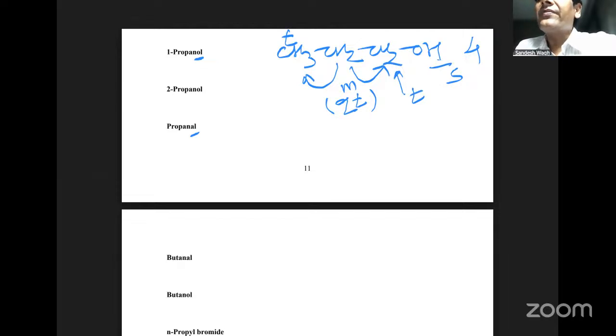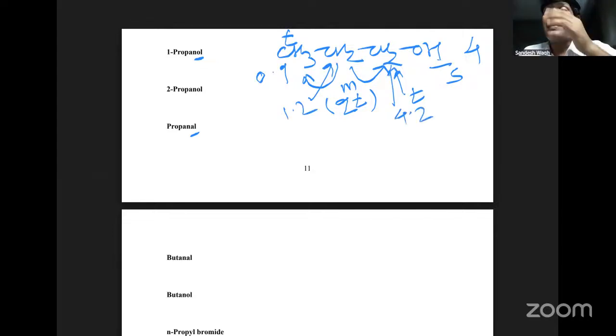What is the chemical shift value? This will be 0.9, no doubt. This will be a little bit higher, it may be 1.2. And this is attached to the O, so it will be 4.2, 4.1, 4.5. And the OH ranges from 1 to 5, so you can write down 5 there. So this is how the chemical shift value and number of signals work for 1-propanol.